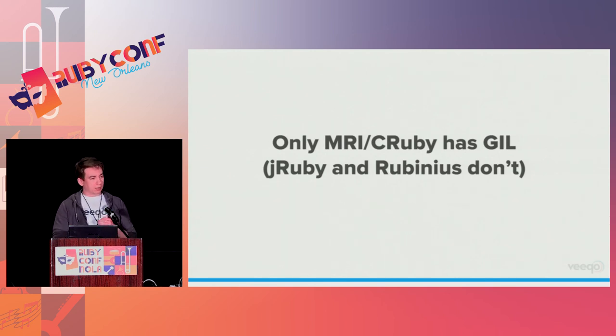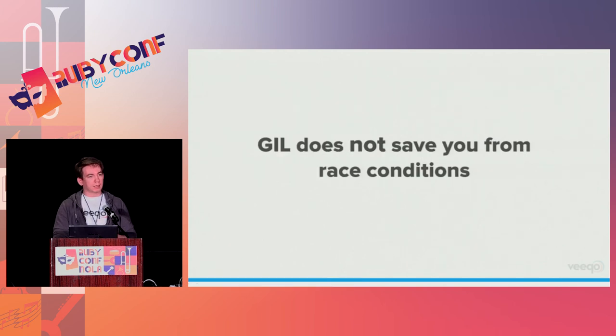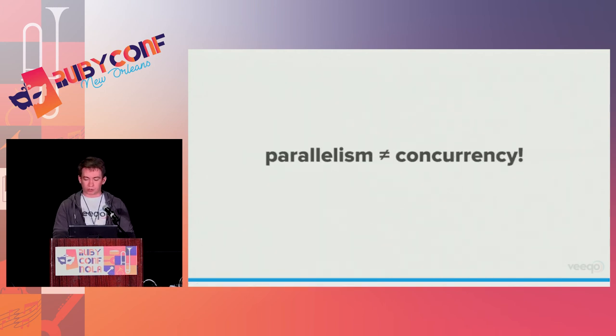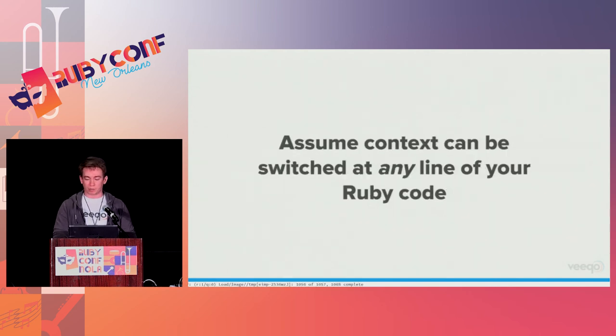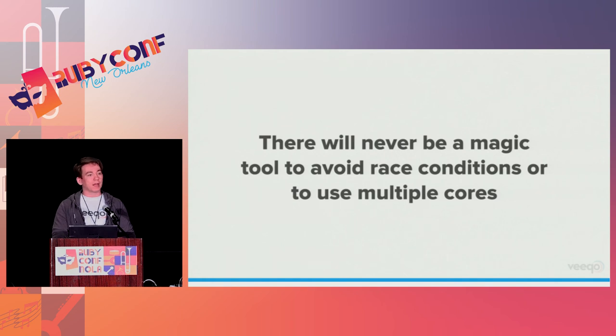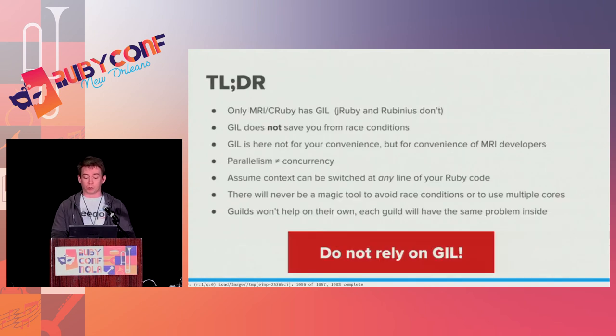Now, just to reiterate several things which I hope you will take home today. Only Ruby MRI has GIL, others don't. GIL isn't supposed to save you from race conditions. Parallelism is not concurrency. GIL is here not for your convenience, but for the convenience of MRI developers. Assume Ruby can switch your threads at any point of your Ruby code. There will never be a magic tool to avoid race conditions or to use multiple cores.